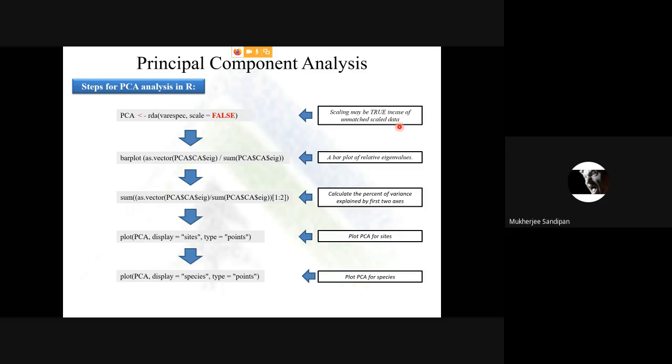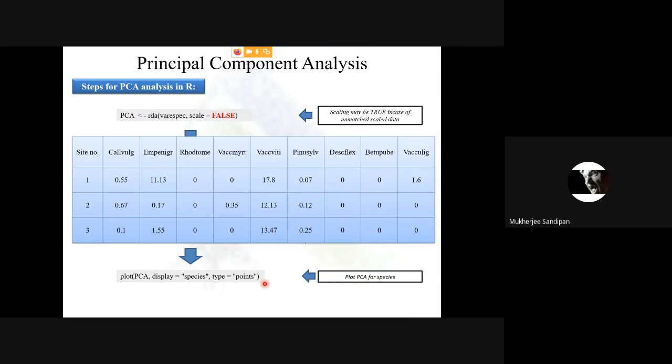What I told you before, you need to do this scaling for unmatched scale, and then once you do the PCA, you do the bar plot. This bar plot gives you an idea of the relative weightages of eigenvalues, and then you calculate sums, calculate the percent of variance explained by the first two axes, and then finally you plot PCA for site, and you plot PCA for your species.